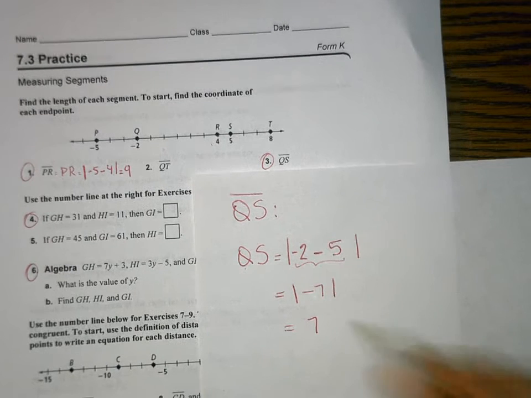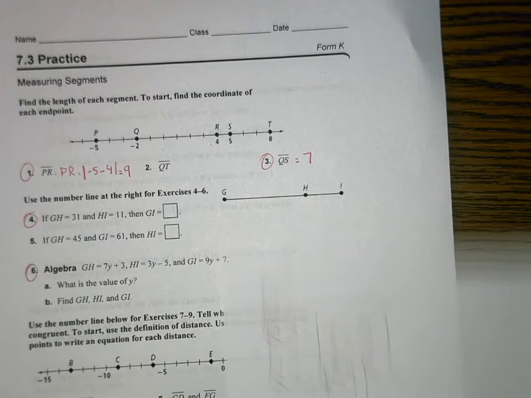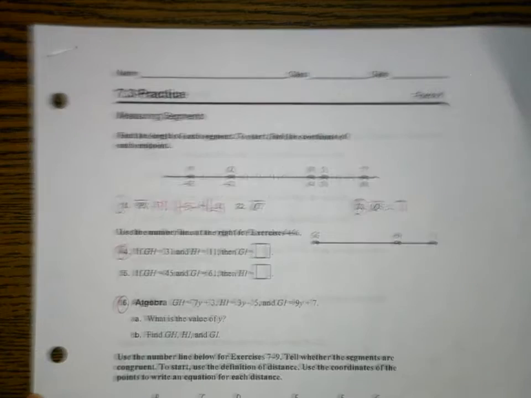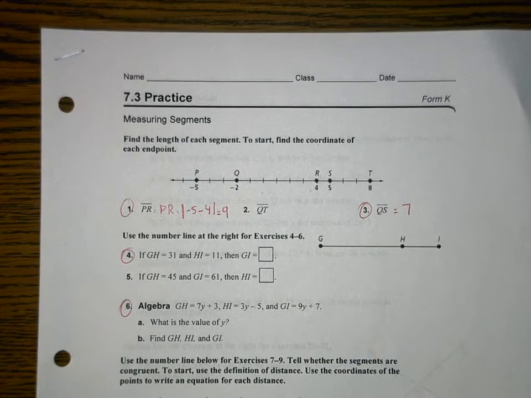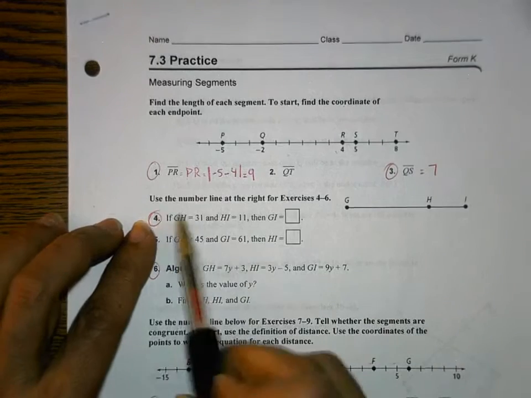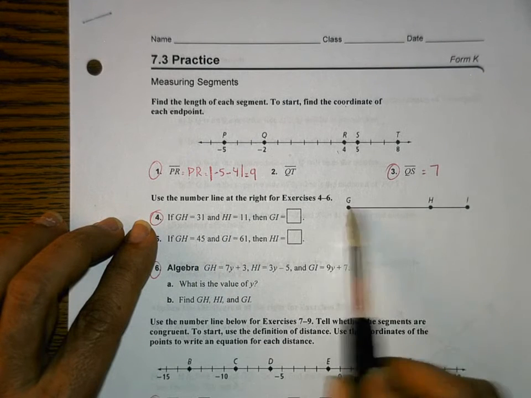So that is the answer. The answer for this segment is 7. That's the length of the segment QS. It is a segment because there are no arrows on it. It's just a piece of the line. Now take a look here. Use the number line at the right, from G to I.